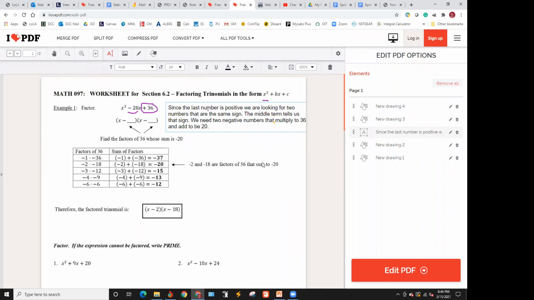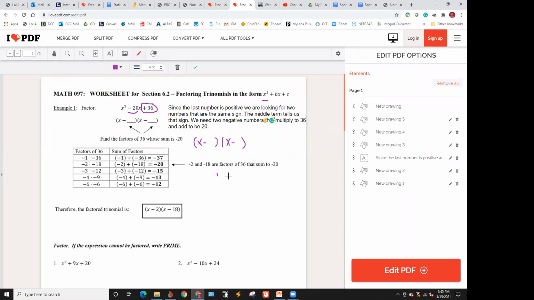Okay, so the way I handle it is I'm just going to write them out. We need x minus something and x minus something. We've already determined that by looking at the signs of those two numbers. The last number, if it's positive, then we know... are 1 and 36. We already know the sign, so we don't need to put those on there unless you want to.